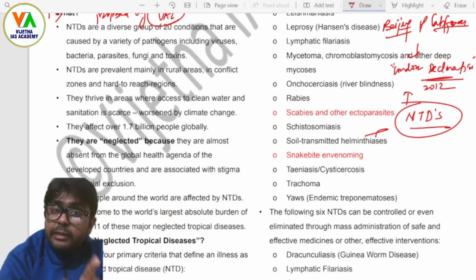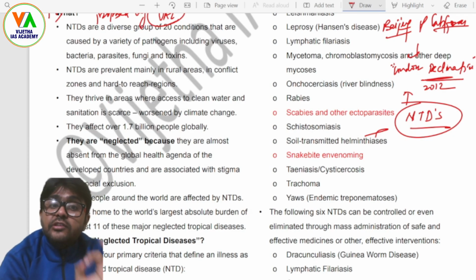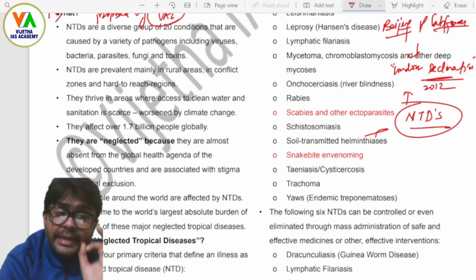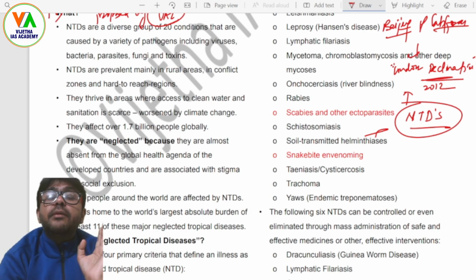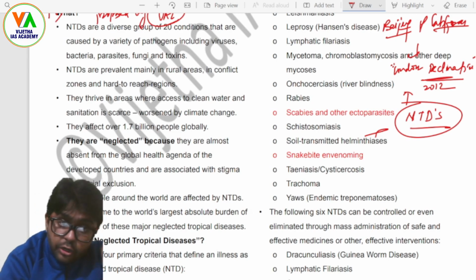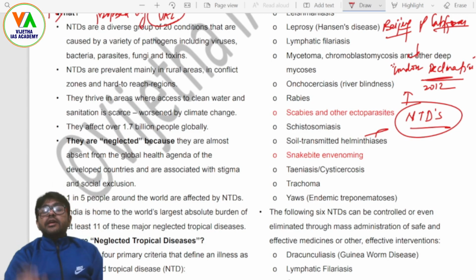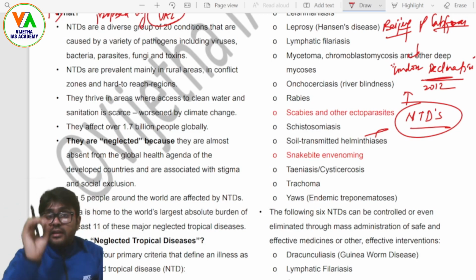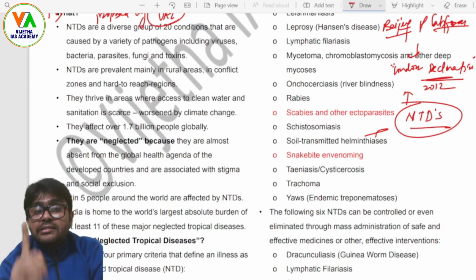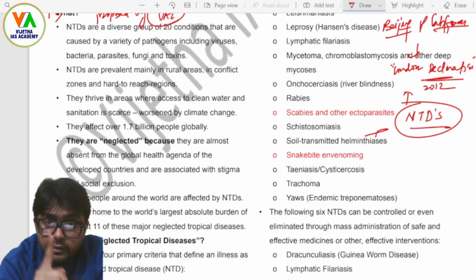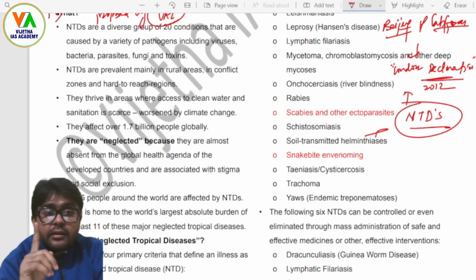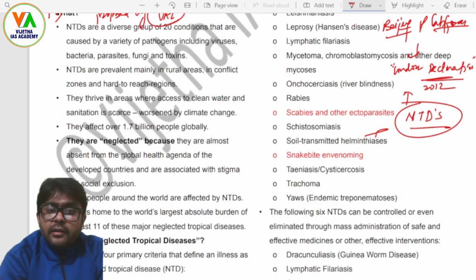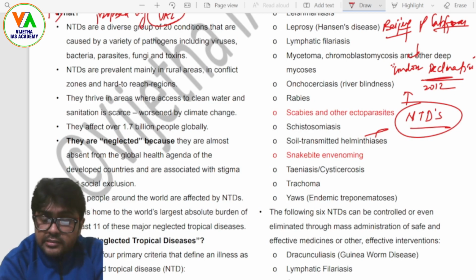Now, they are preventable and treatable. The first important thing is they are preventable and treatable, provided the solution is given on time, right? There are 20 NTDs that impact over 1.7 billion people worldwide, right? In gross terms, India carries the largest burden. So again, one more accolade for India: India carries the largest burden of at least 11 of these diseases out of 20 neglected tropical diseases. India is affected with 11, right?